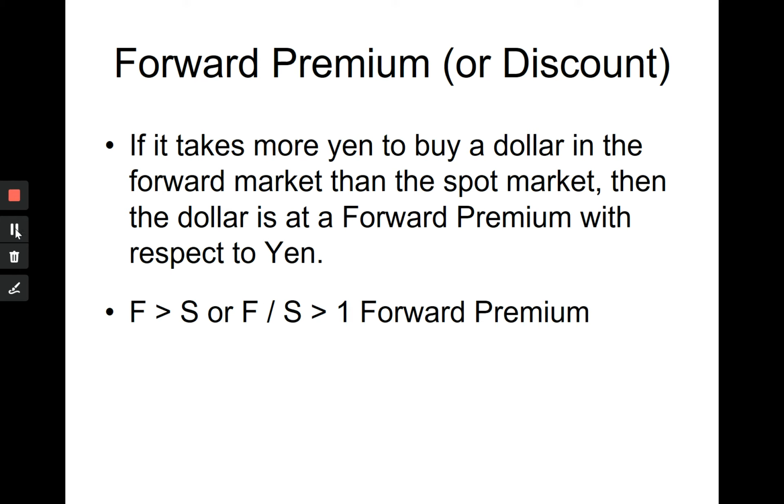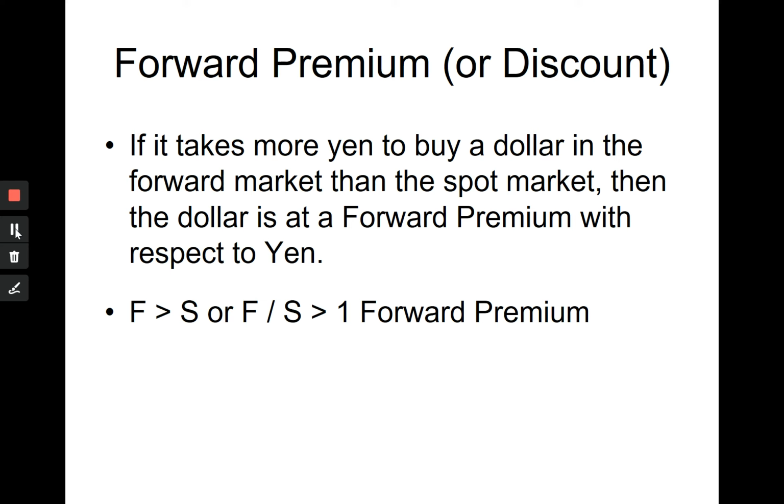Alright, let me review what we learned so far. We learned about forward premium or discount, and that concept is reviewed in this slide. It says if it takes more yen to buy a dollar in the forward market than the spot market, then the dollar is at a forward premium with respect to yen. In other words, the dollar is more expensive if you buy it in the future than it is right now.